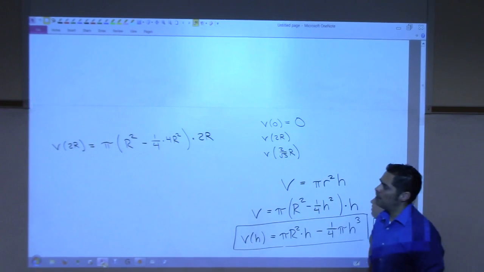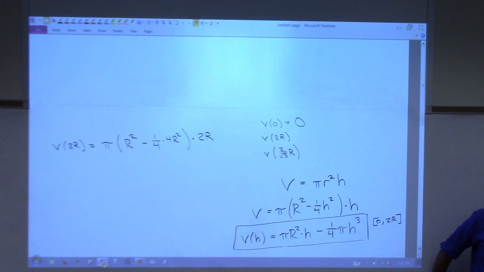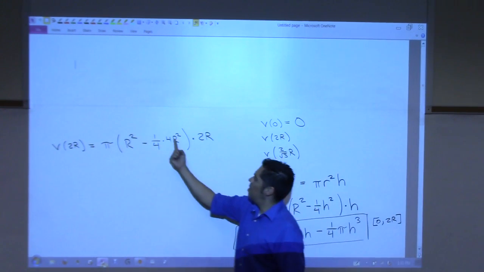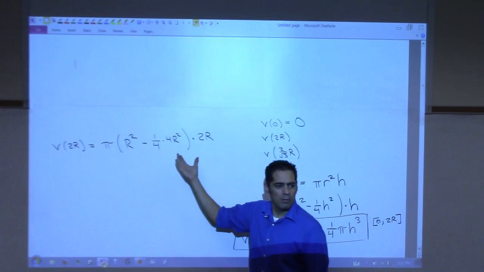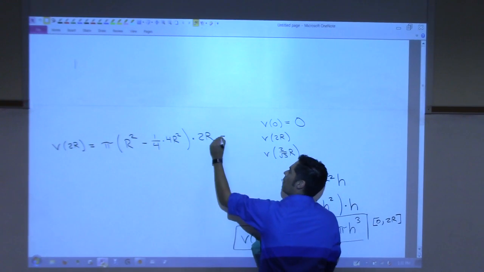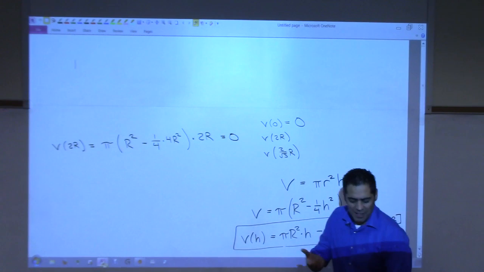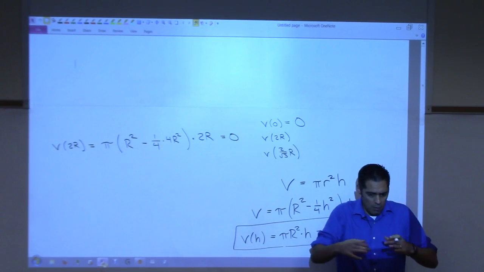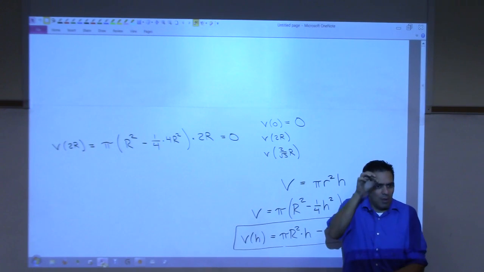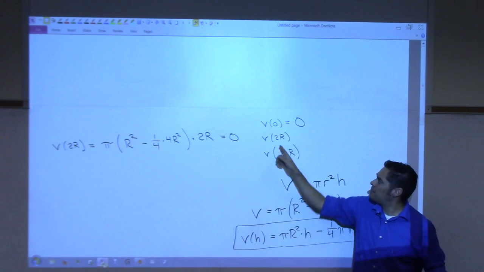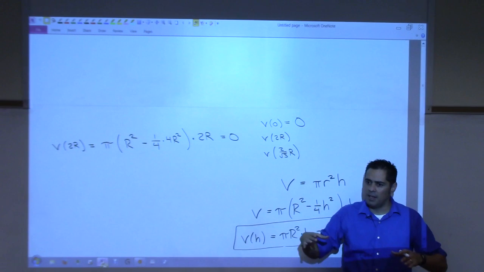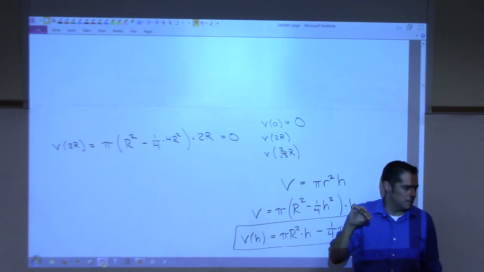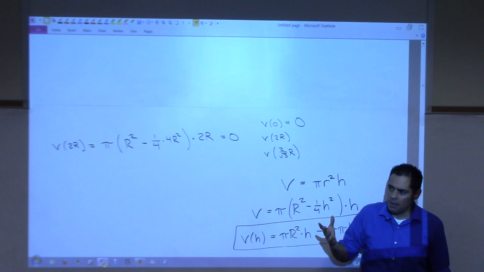You okay with that? Do y'all see what happens on the inside of the parentheses? The 4's are going to become a 1, and it's going to be R squared minus R squared, that's 0. So you get 0 volume. But that's what we should expect, right? If the radius of the cylinder is 0, you're going to have no volume. If the radius of the cylinder is 2R, then it's this big wafer that has 0 height to it. So you're going to have no volume.